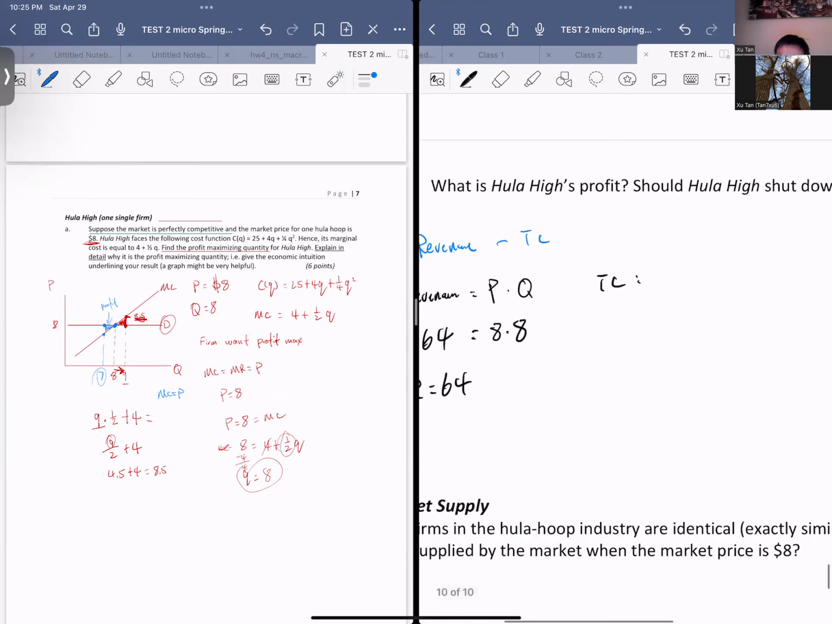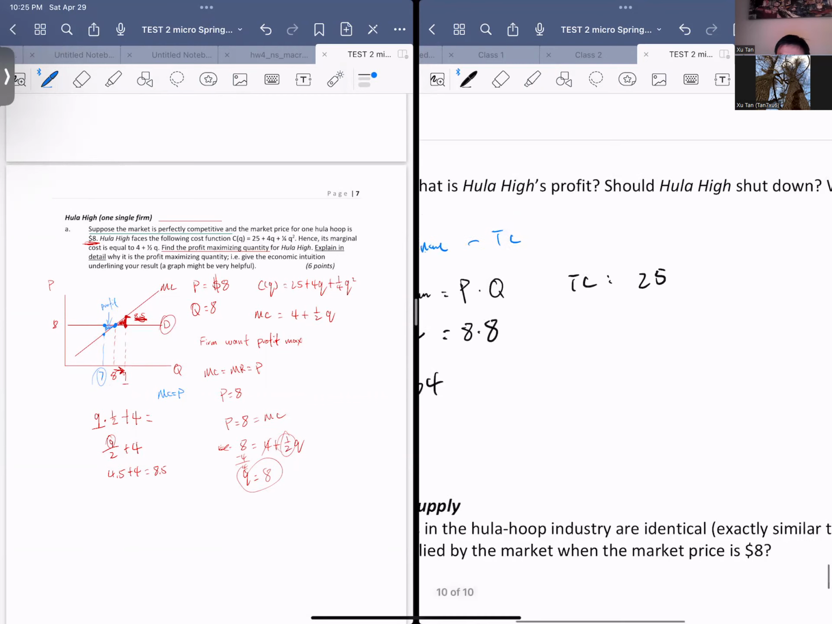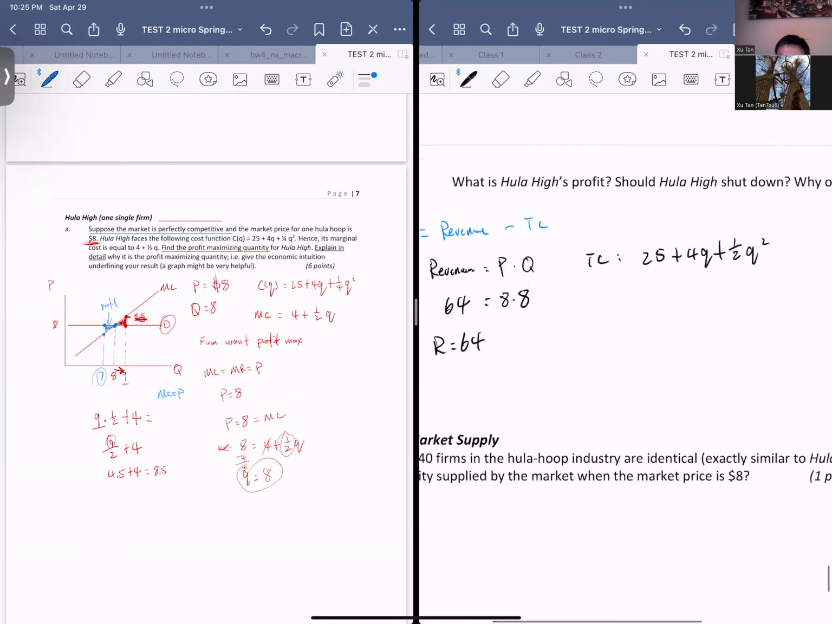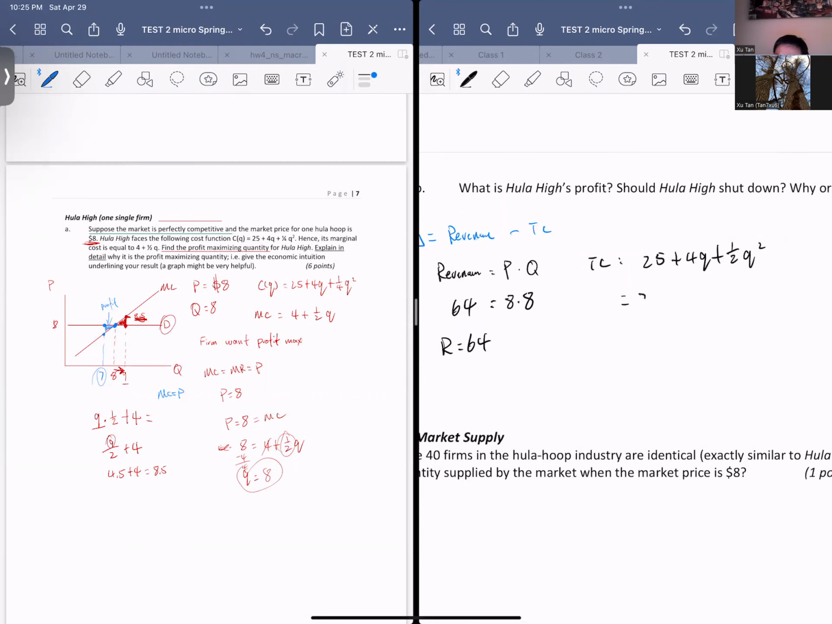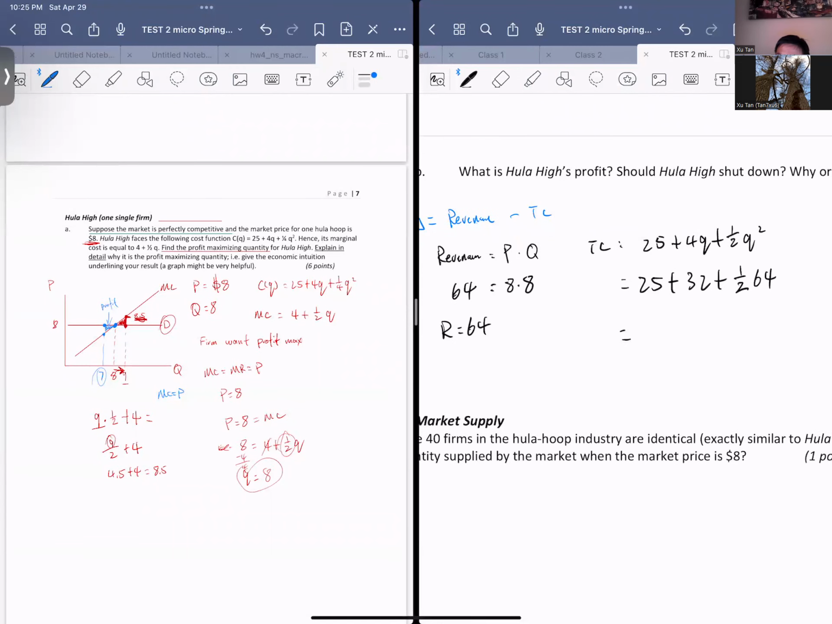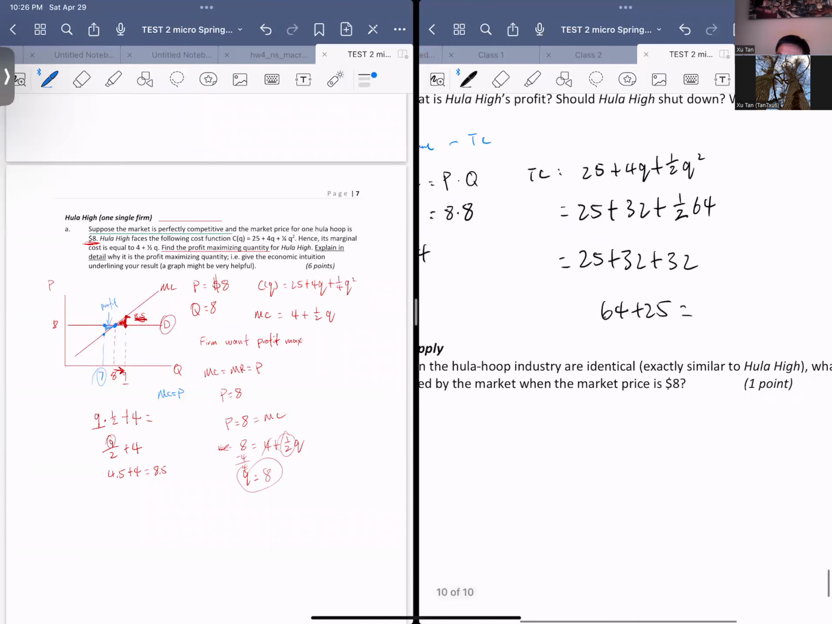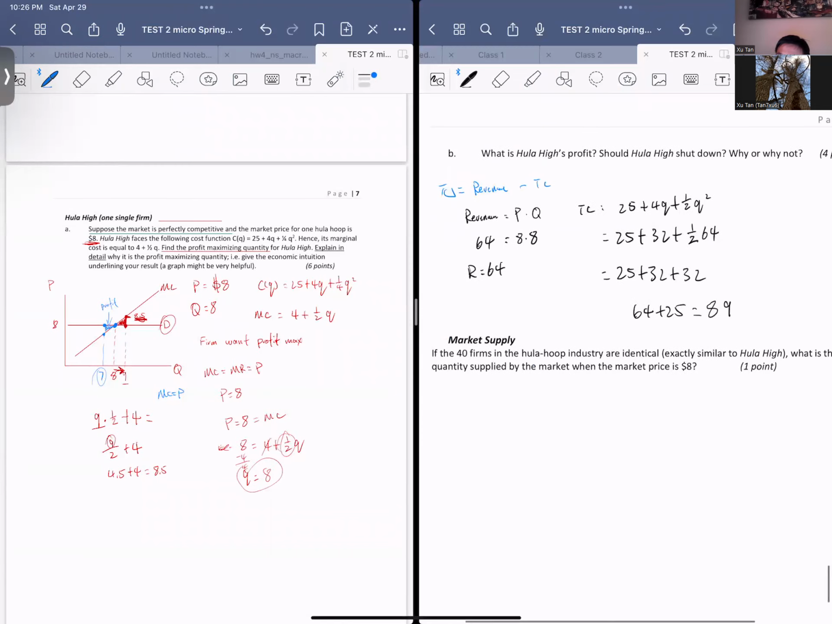Total cost is our total cost function of 25 plus 4Q plus 1/2 Q squared. So $25 plus 32 plus half of 8 squared. That's 8 squared, so 64, right? 8 times 8, 64. So 25 plus 32 plus 32. 64 plus 25 equals 89.